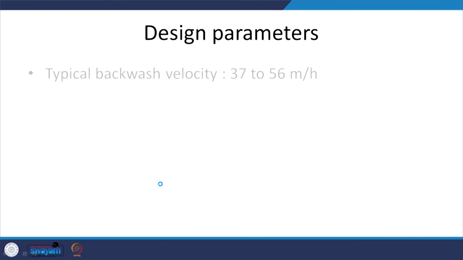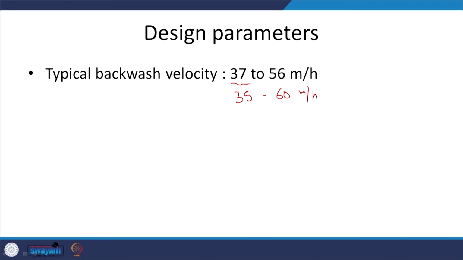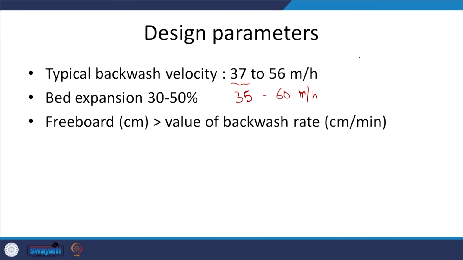So, design parameters: typical velocity is 35 to 60 meters per hour, so you can get an understanding of what we are talking about. If you remember, we also looked at relatively lower filtration rates earlier. Bed expansion is again about 30 percent or so. In general, as a thumb rule, the value of the freeboard in centimeters should be greater than the value of the backwash rate.